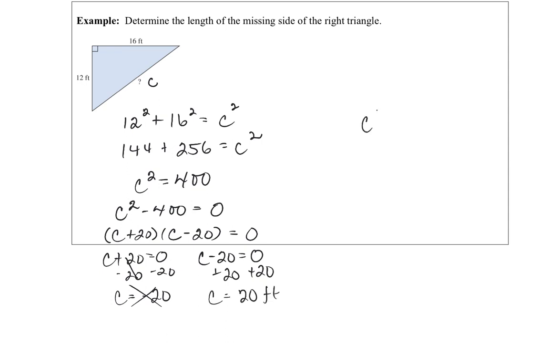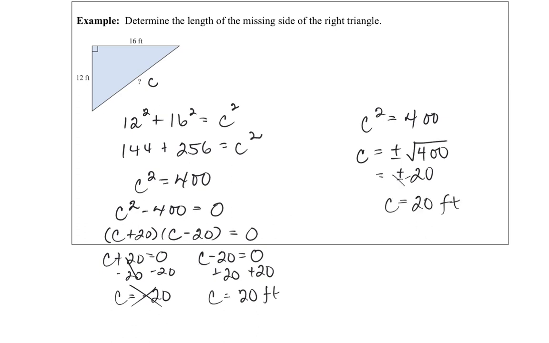The other option is, when I'm looking here at c squared equals 400, I'm going to take the square root of both sides. So c would be the positive and negative square root of 400, and the square root of 400 is 20. Again, the negative doesn't make any sense in the context of this problem, so we end up with c equals 20 feet. Because I have a perfect square equal to a constant, I have that option available to me as well.